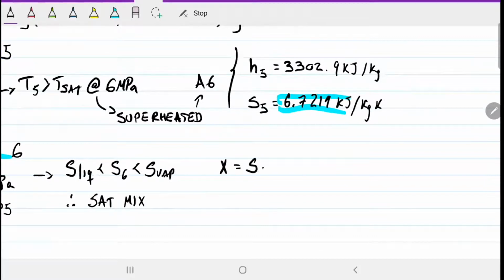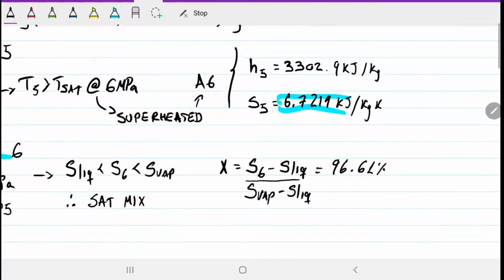Quality can be found by doing S6 minus S liquid over S vapor minus S liquid. You have everything we need. Just plug in and find that this is 96.61%.